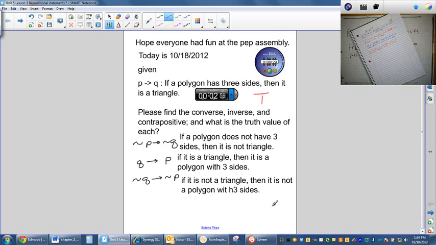If a polygon does not have three sides, then it is not a triangle. So that's true as well. If it is a triangle, then it is a polygon with three sides. That's true. And if it is not a triangle, then it is not a polygon with three sides. That is also true. So all four statements were true. And that's the second thing over here.